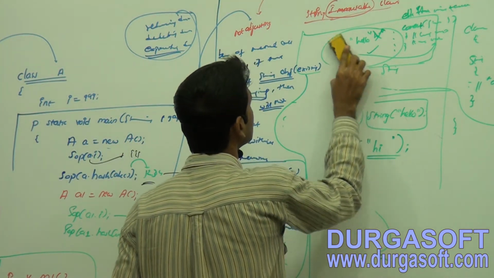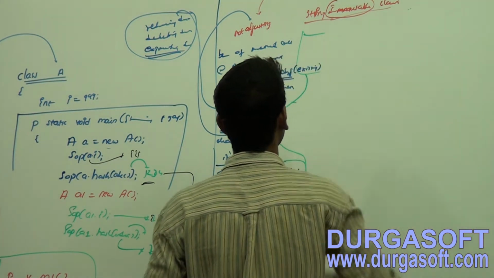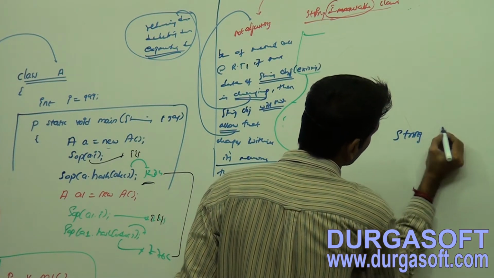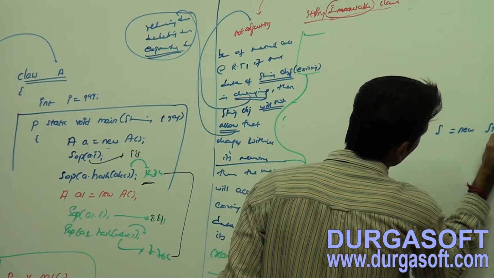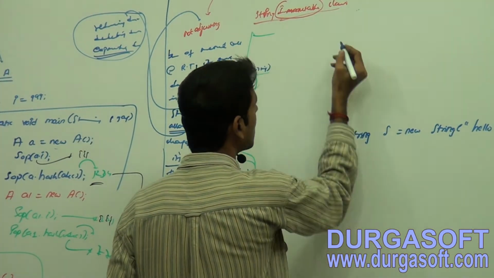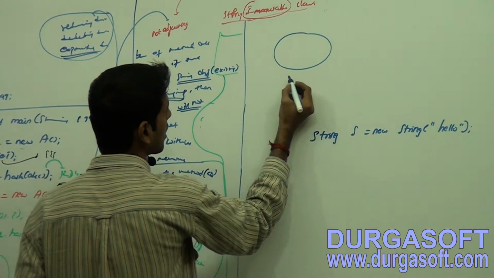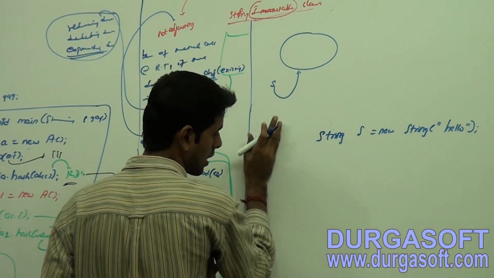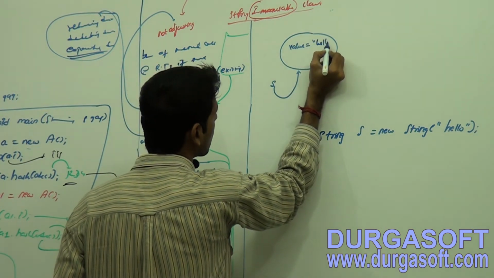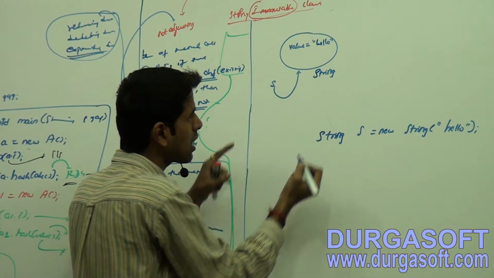Let me write this example once again. Observe the code I have written here: String s = new String("Hello"). What happens because of this instruction? One string object is available, which is referred to by the variable. The variable value is Hello. Now this string object's corresponding class is what?